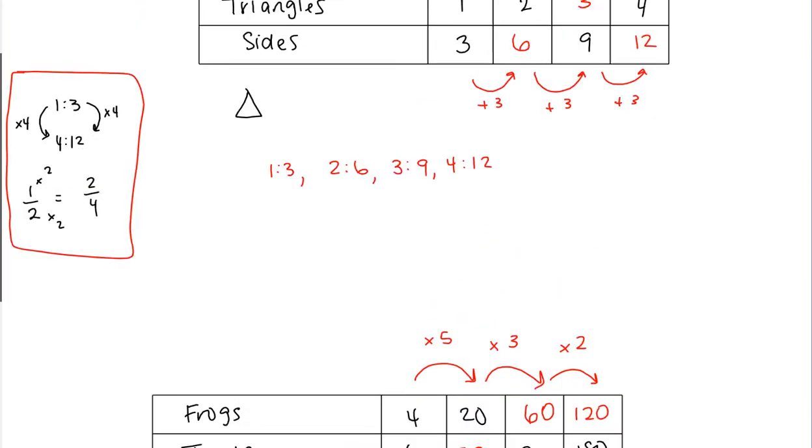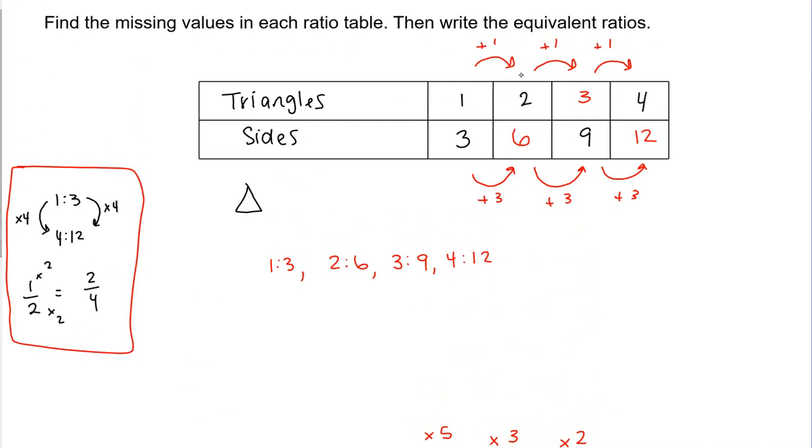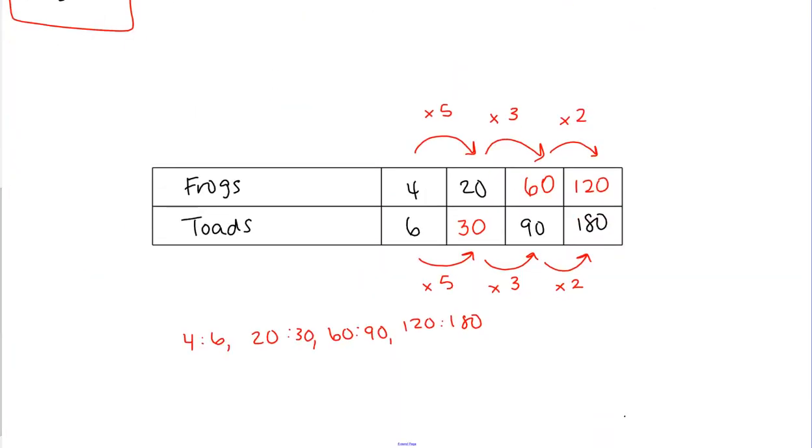Make sure that you add or subtract in equivalent ratios, and when you multiply and divide each quantity in the ratio, it needs to be multiplied or divided by the same number.